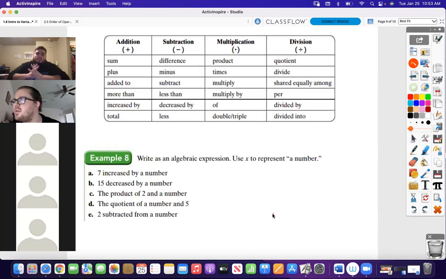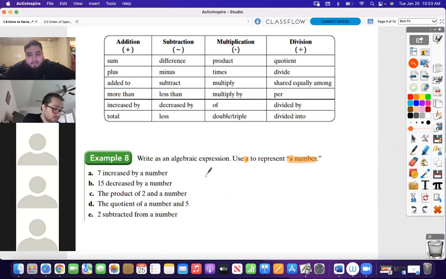All right. So if you take a look at the chart, guys, the addition words all kind of correlate with addition. So sum, plus, added to, more than, increased by, total. Difference, minus, subtract, less than, decreased by, less is for subtraction. And you can see those words there for multiplication and division. Now let's take a look at example 8. Write as an algebraic expression, use X to represent a number.